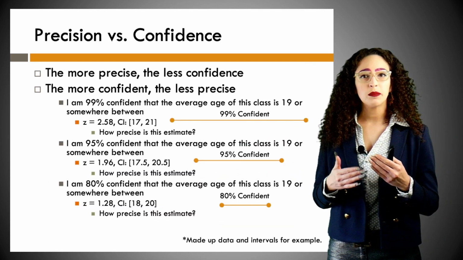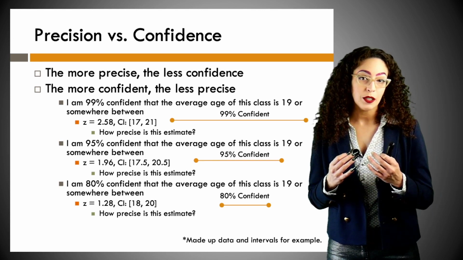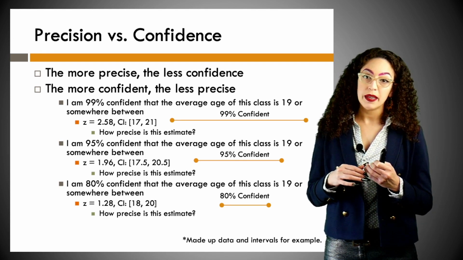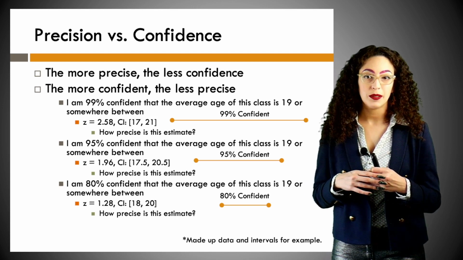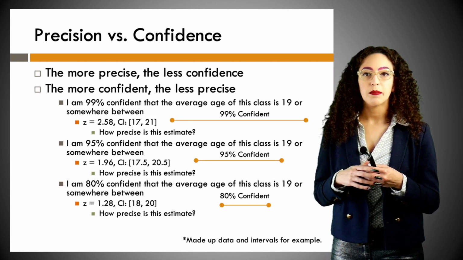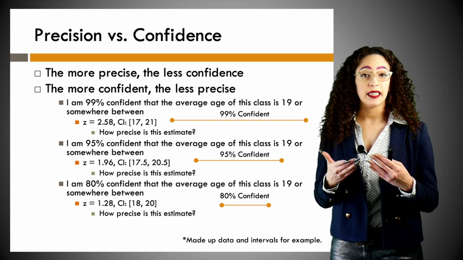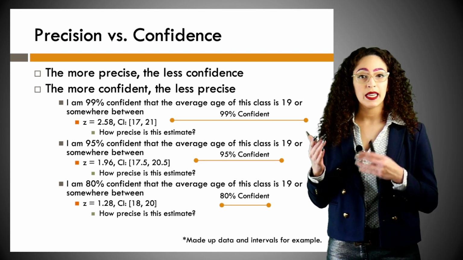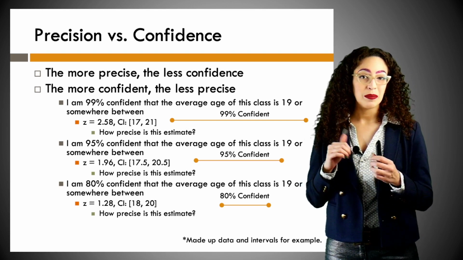Now let's look at the relationship between precision and confidence a little bit more. The more confident you are, the less precise you're going to be, and the more precise you are, the less confident you can be in that precision. So let's look at this made-up example. I am 99% confident that the average age of this class is 19, or somewhere between 17 and 21. So look at that interval, 17 to 21, and I'm 99% confident in it.